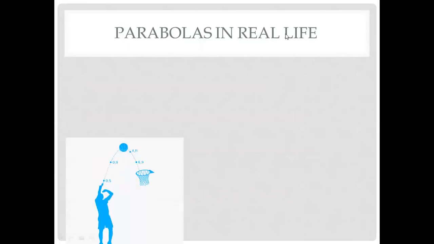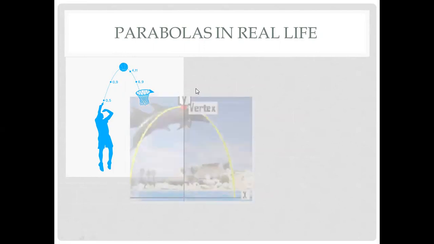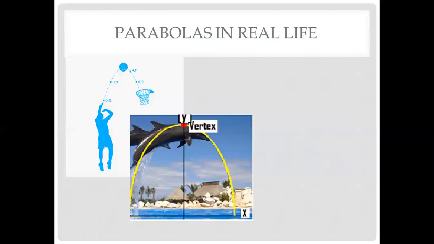So, parabolas in real life. Where can we see parabolas? For example, when you are playing basketball or volleyball, you throw the ball, it goes up until one moment, stops, and then starts going down in the same way as it went up. What about this other example? If a dolphin jumps from the water, the dolphin reaches a maximum height and then starts falling down. But it falls down the same way it goes up.